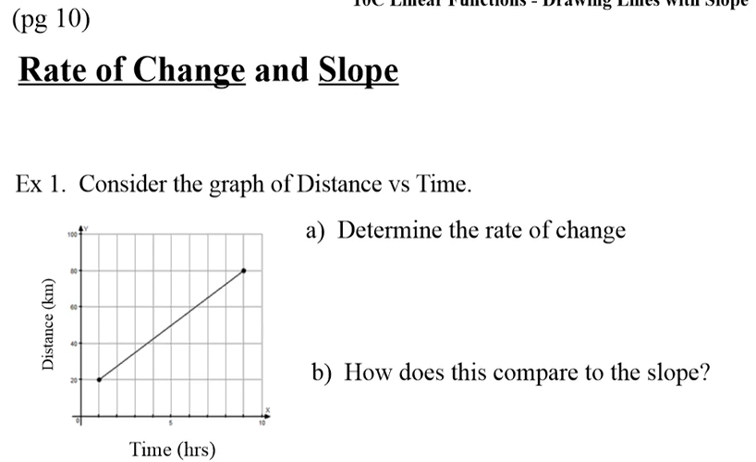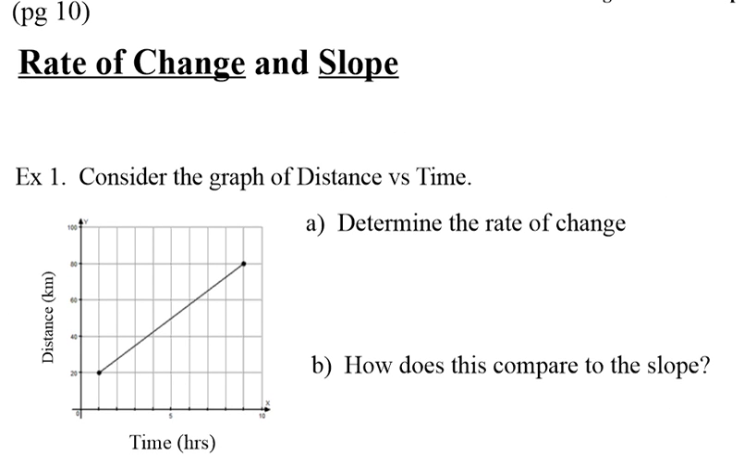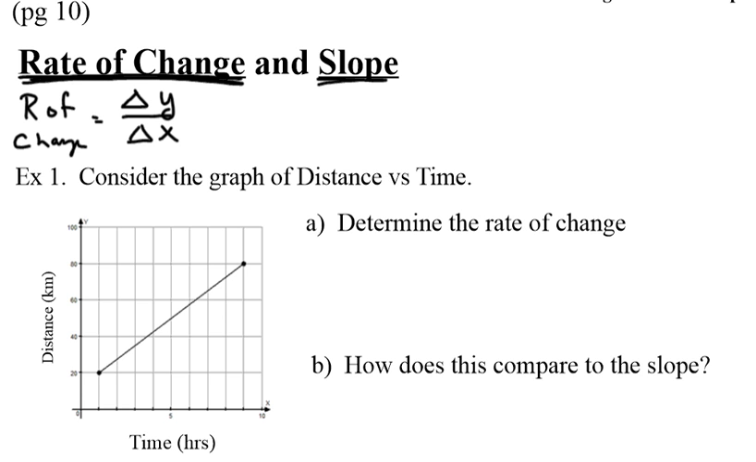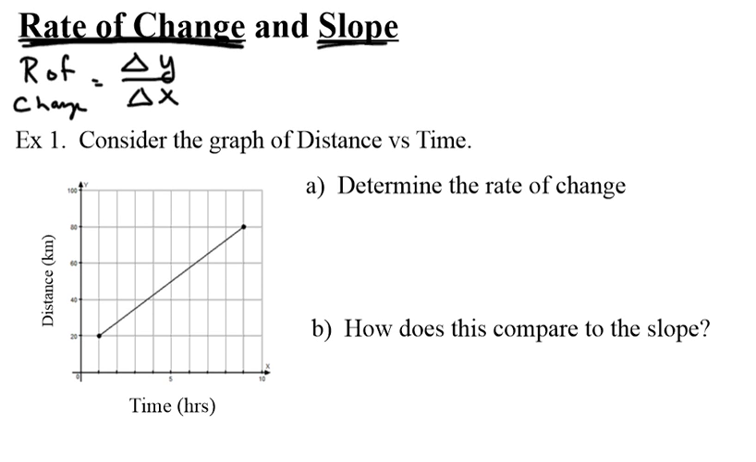Now, if we go to page 10, we talked about the fact that rate of change and slope are really the same thing. Because if you recall from last unit, rate of change was the change in our y over the change in x, which is exactly what slope is. It's the same thing, just different terminology. Rate of change is nice for real world situations, which we did a lot of at the end of last unit. Slope is a term that gets used just if you want to do math, not real world applications.